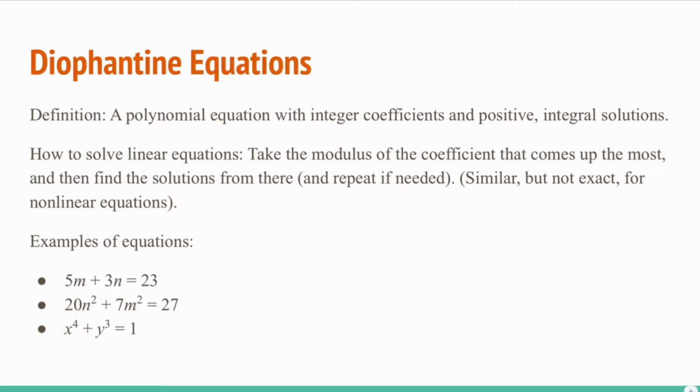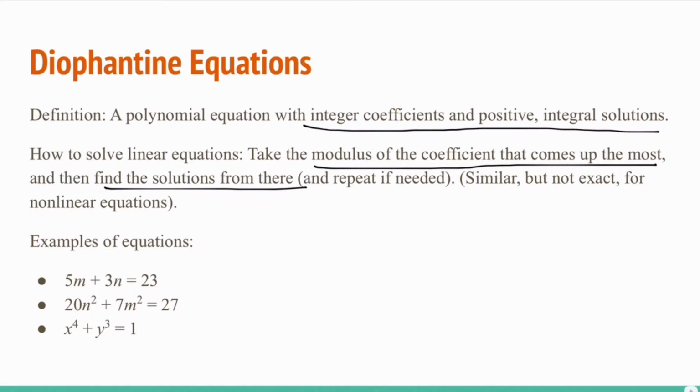Now I'll explain what Diophantine equations are, in preparation for the next problem. A Diophantine equation is a polynomial equation with integral coefficients and positive integral solutions. To solve linear Diophantine equations, you have to take the modulus of the coefficient that comes up the most, because that'll be the easiest to find, and then find the solutions from there. And you can also repeat it if needed. And there are similar solutions for nonlinear equations.